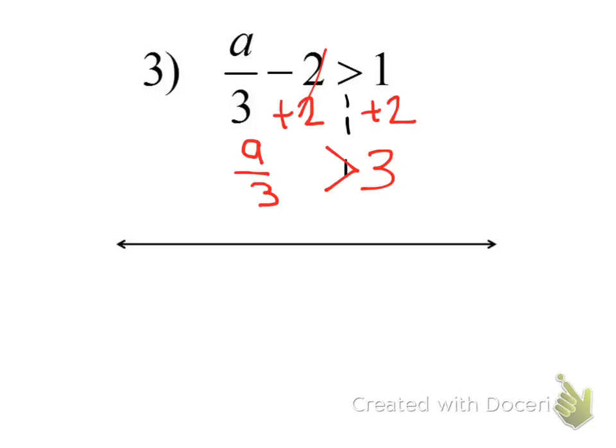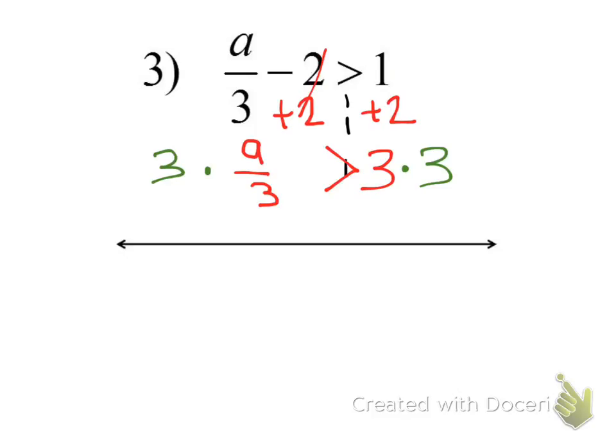All right, what's the last step here? Multiply by 3. Remember, a number underneath a variable is division. It looks like a fraction. Some people think of it as a fraction, like a over 3. That's a divided by 3. We undo dividing by multiplying.